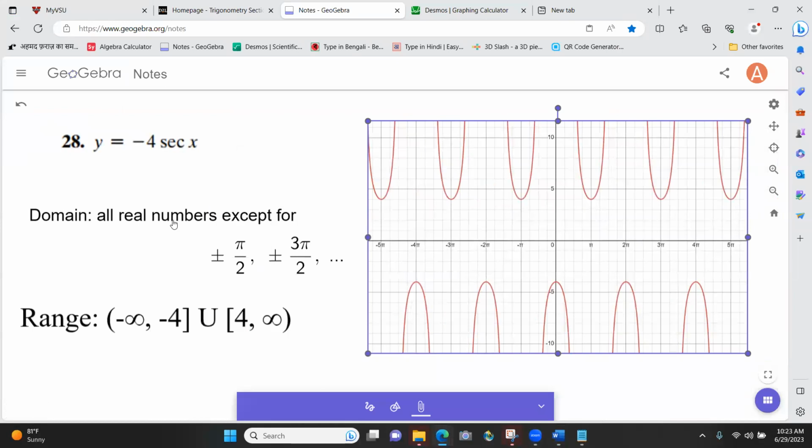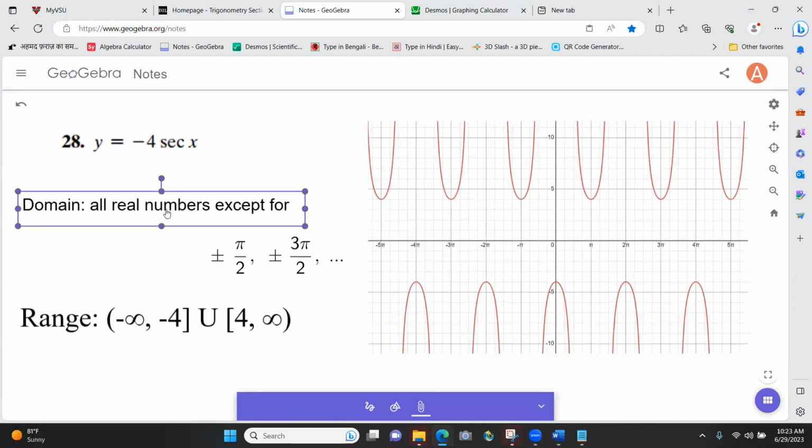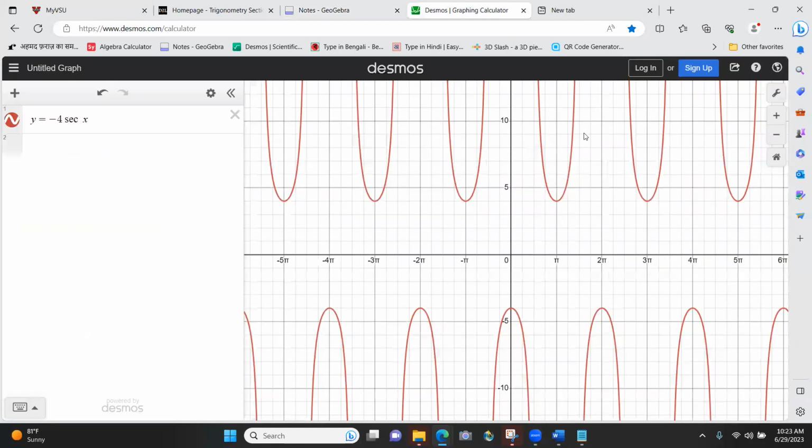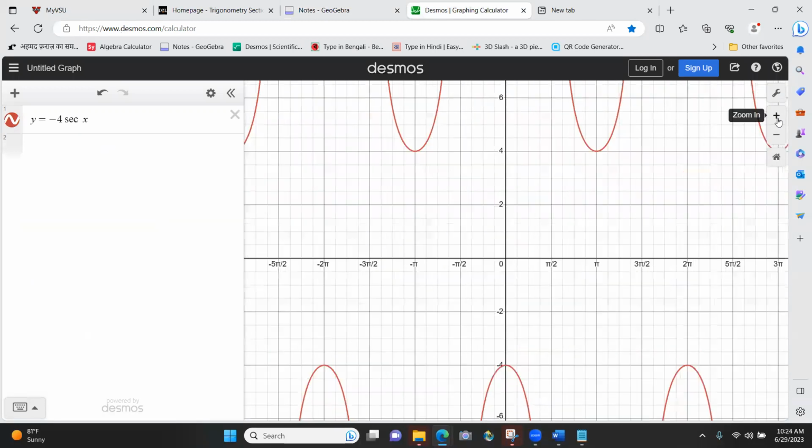Now, the domain is going to be all real numbers except for where you have the breaking points, the vertical asymptotes, right? Somewhere here, somewhere here. Let's go back and look at the main graph. Now, where are the vertical asymptotes? I would say right between pi and 2 pi. So it's going to be 3 pi over 2. And I can show you.